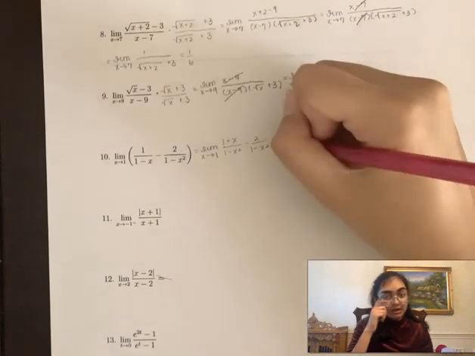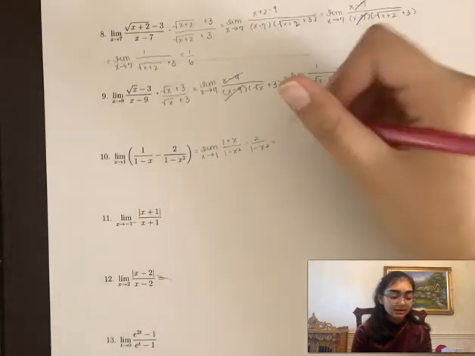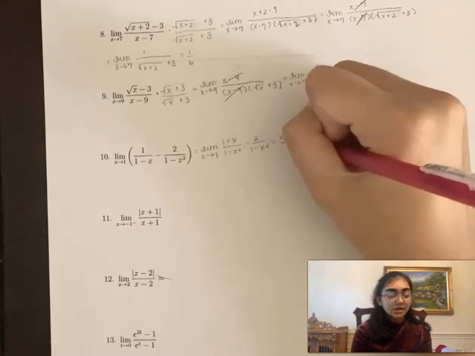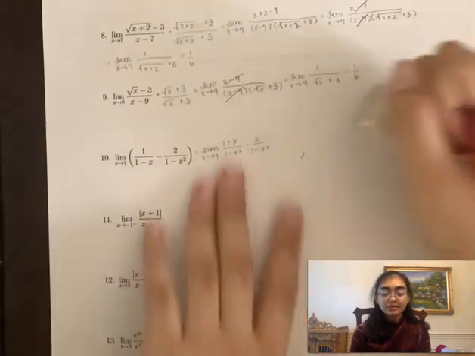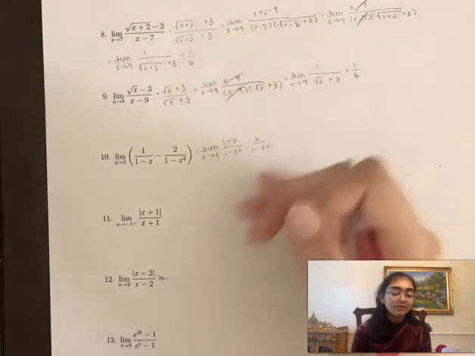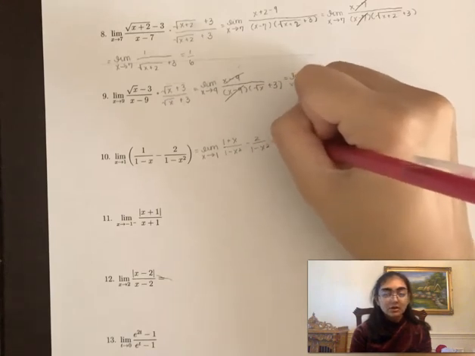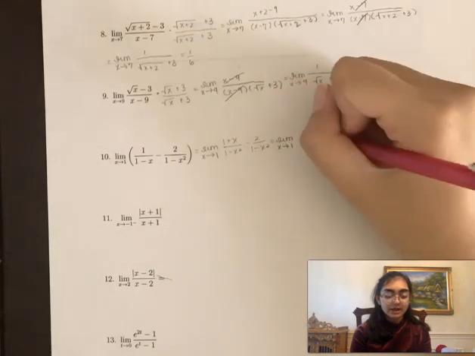Once we have that, we can combine the numerators. So we get x minus 1 over 1 minus x squared. And if we look at the denominator, we see that we can actually factor that because 1 minus x squared is equal to negative, in parentheses, x squared minus 1. And if we factor x squared minus 1, we're going to get x minus 1 times x plus 1.